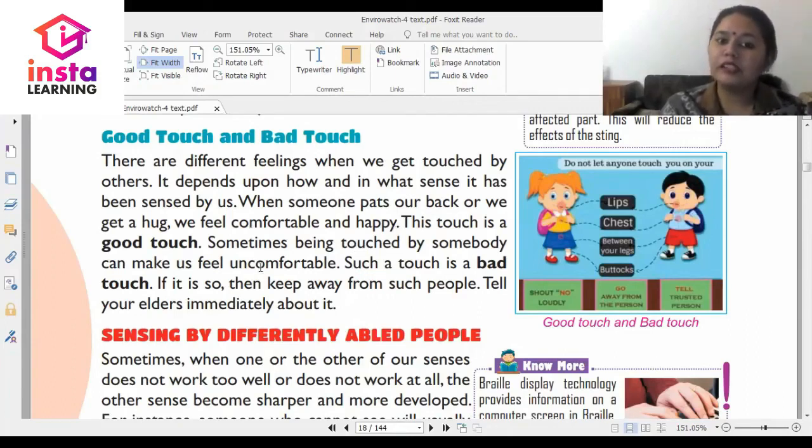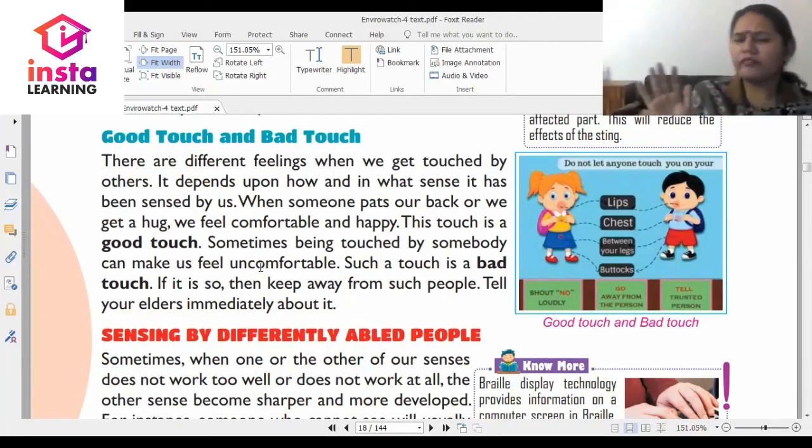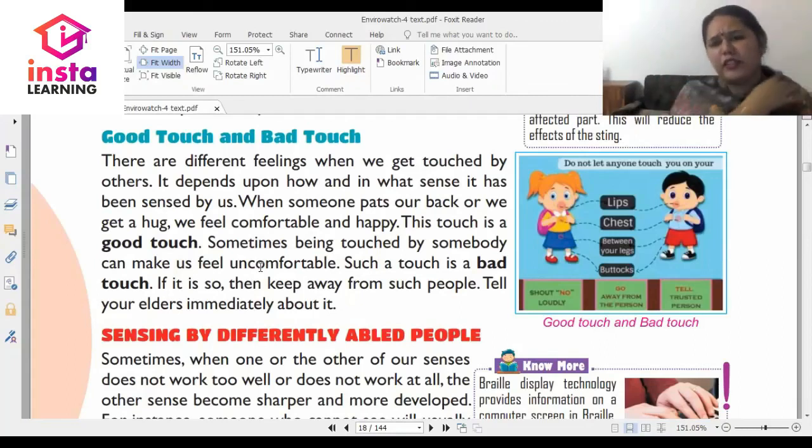But sometimes the person might be giving us a hug or might be patting our back, but we do not feel good about it. We feel very uncomfortable. We do not like the fact that this person has touched me. That means it is a bad touch. So you need to remember that you should never ever allow any stranger to touch you. Always tell the person to maintain distance and talk to you.